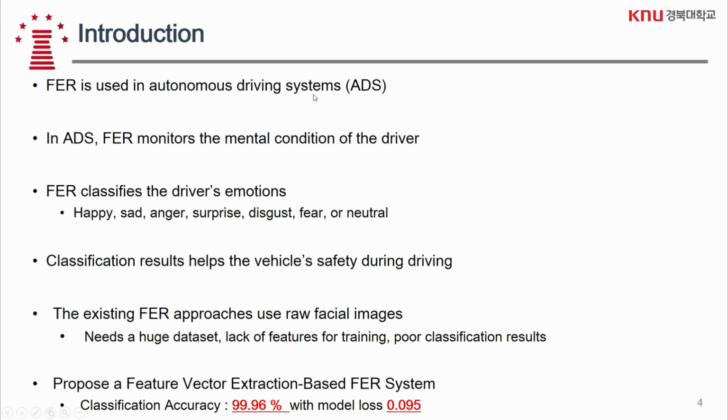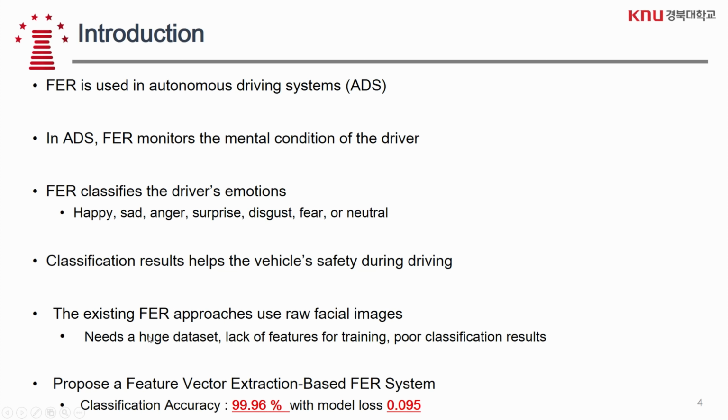So when we start with facial emotion recognition, FER is used in autonomous driving systems, and in an autonomous driving system, the FER monitors the mental condition of the driver. The system classifies the driver emotions like happy, sad, anger, surprise, disgust, fear, or neutral. So the classification results play a major role for the safety of the car. During self-driving, if we know the mental condition of the driver, it is easy to avoid collisions, or we can reduce the occurrence of accidents.